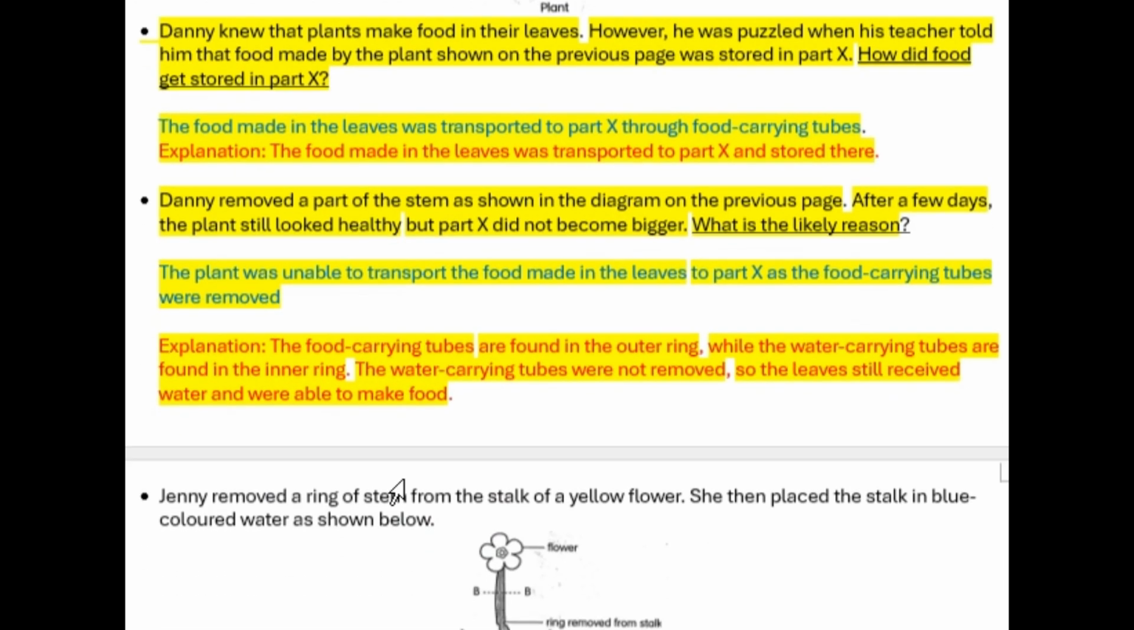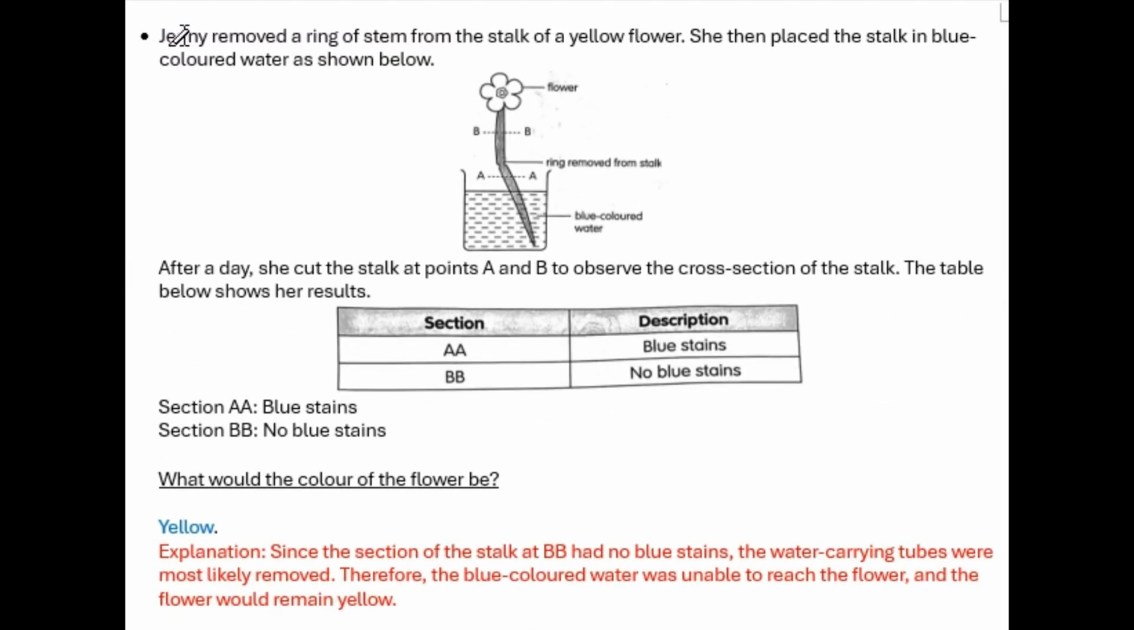Jenny removed a ring of stem from the stalk of a yellow flower. She then placed the stalk in blue-colored water, as shown below. After a day, she cut the stalk at points A and B to observe the cross-section of the stalk. The table below shows her results. Section AA: blue stains. Section BB: no blue stains.